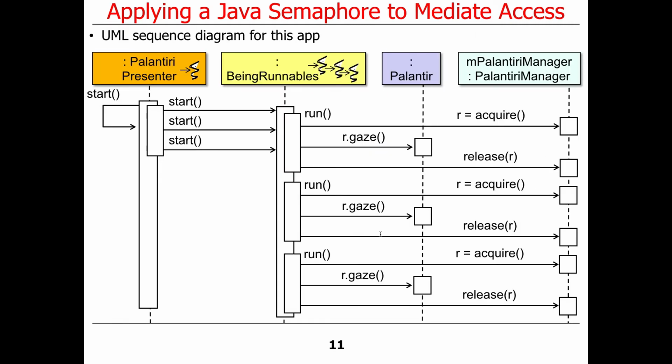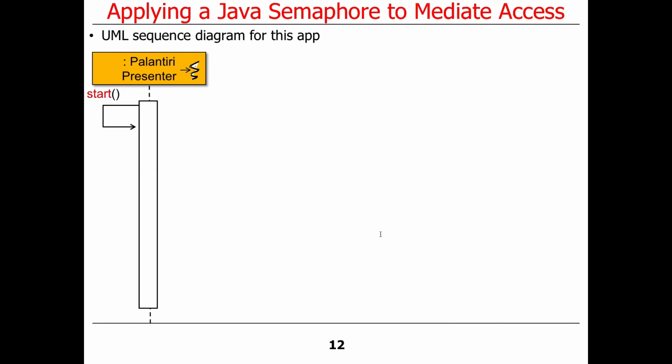Here's a sequence diagram that illustrates the interaction between the various parts of the program that's doing this stuff. As you can see, we have the interface, the Palantir presenter UI part. We have all the beings that are out running as threads. We have Palantir, and let's say for sake of argument that we have one, and then we have the Palantir manager, which is going to manage all these things.